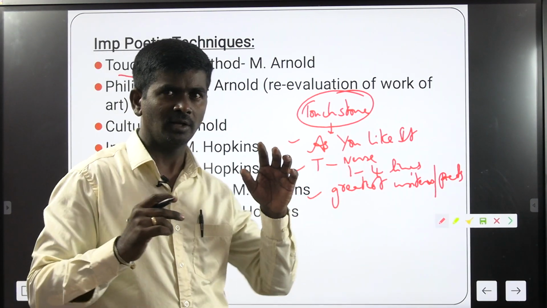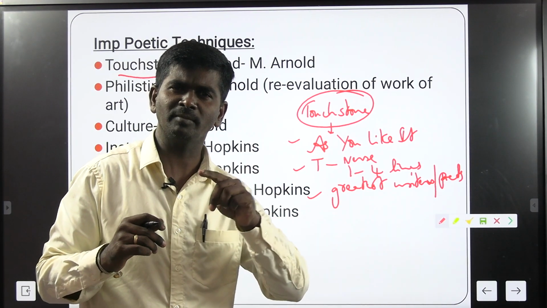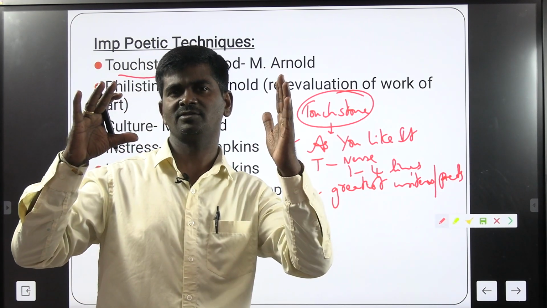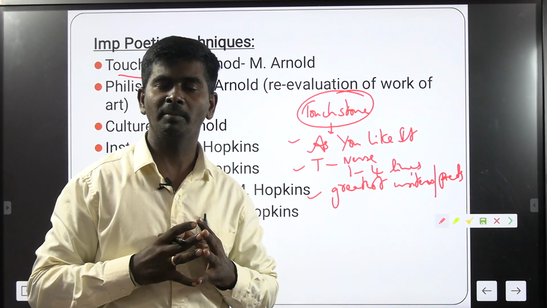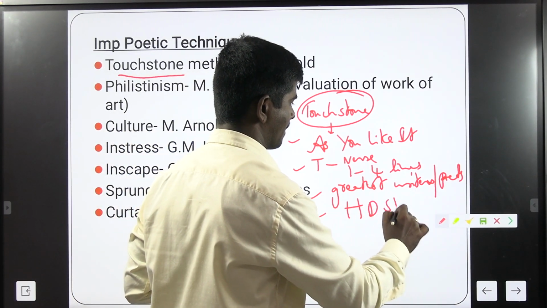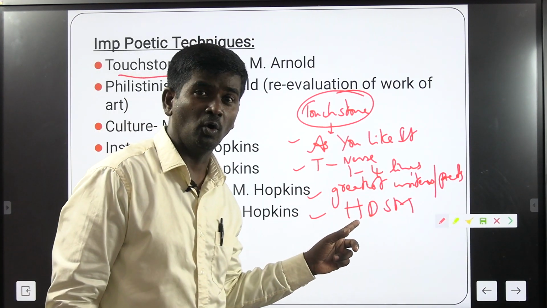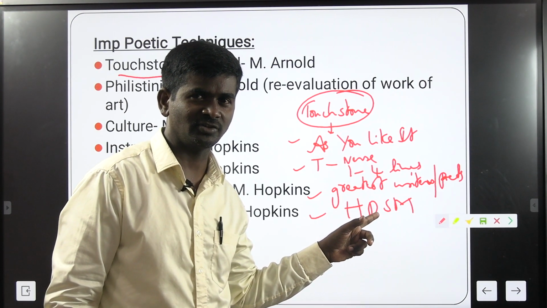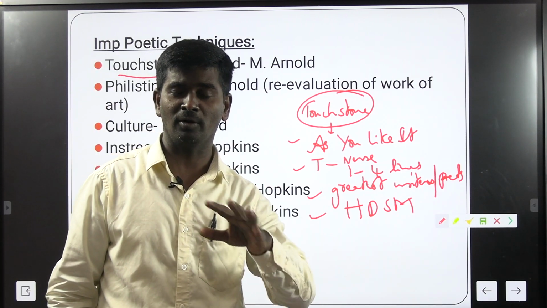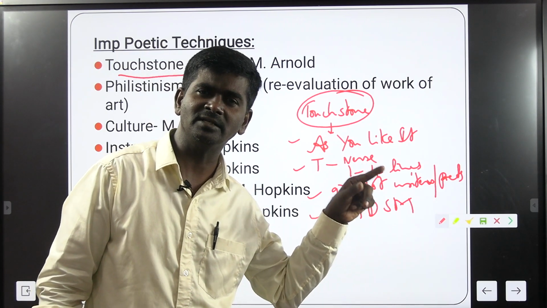This touchstone includes minimum 1 line, maximum 4 lines, and these touchstones are usually taken from the greatest writers. According to Matthew Arnold, the greatest writers were, I have a code for you, HDSM. H, Homer; D, Dante; S, Shakespeare; M, Milton. Remember the code? According to Matthew Arnold, the greatest poets were HDSM: Homer, Dante, Shakespeare, Milton.